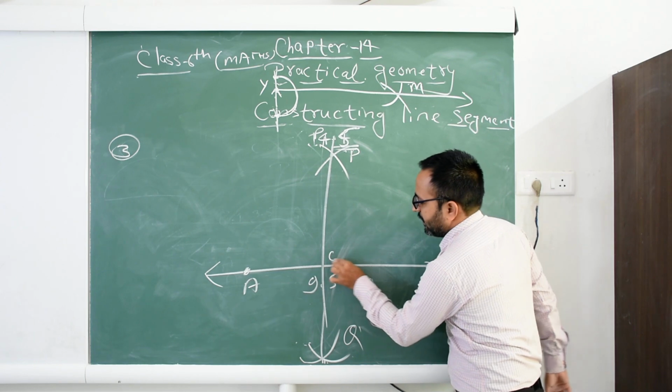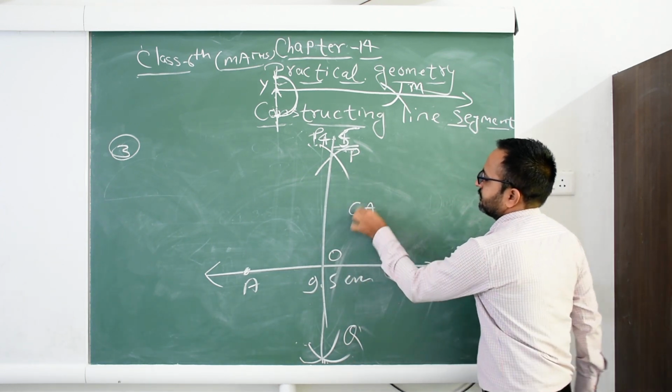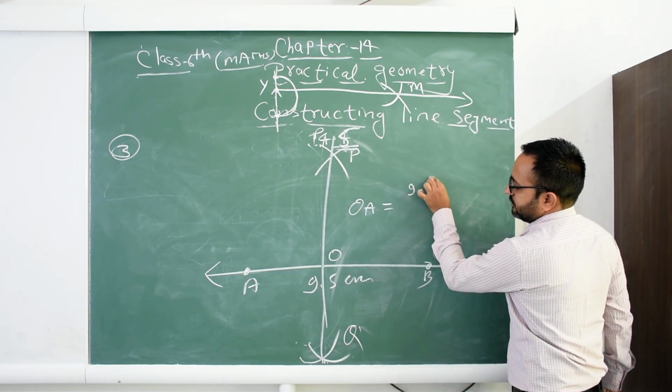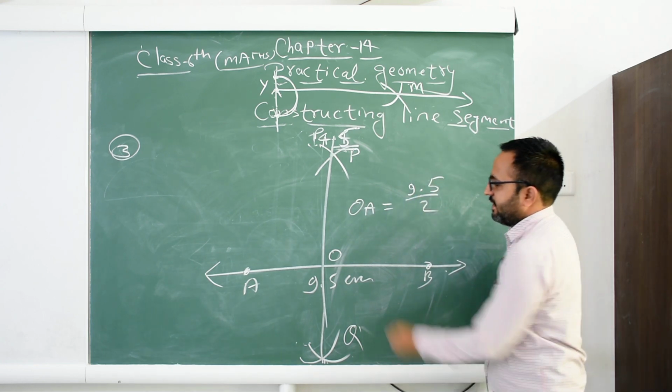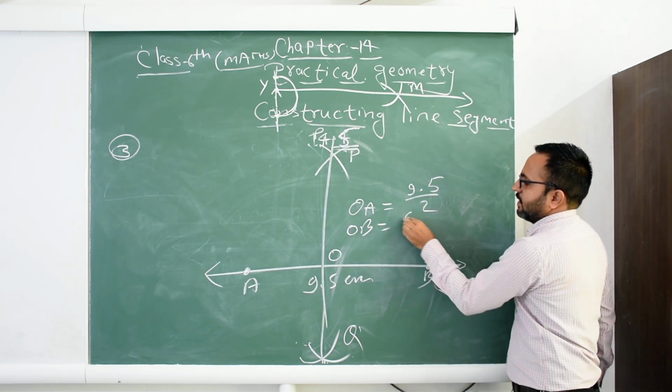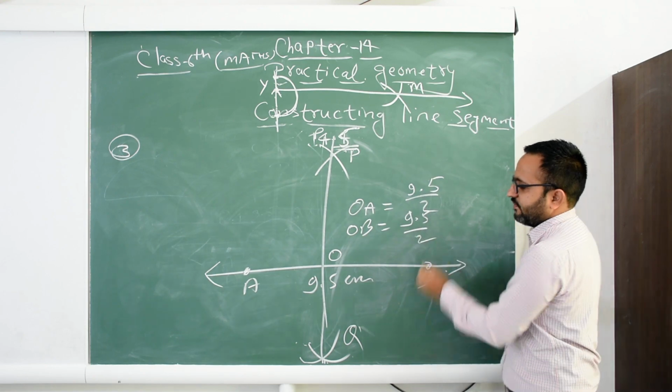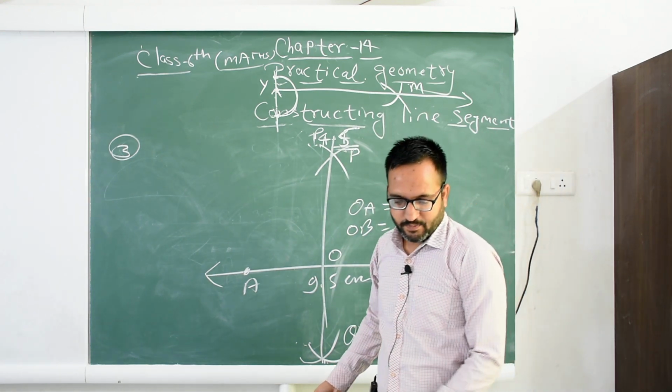Okay, and put point O. So OA is half of 9.5 and OB is also half of 9.5. So this is your required bisector.